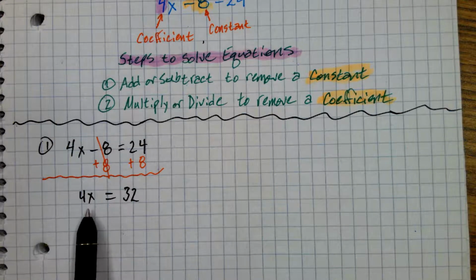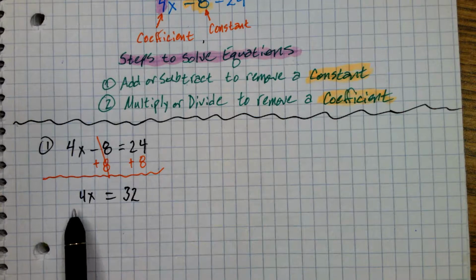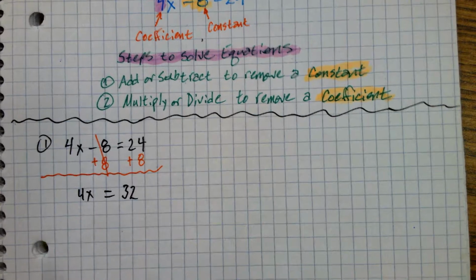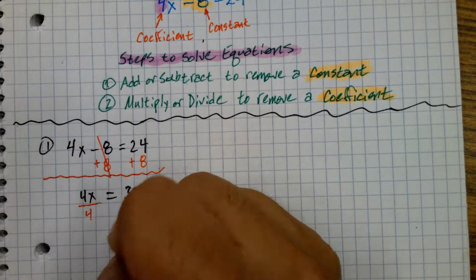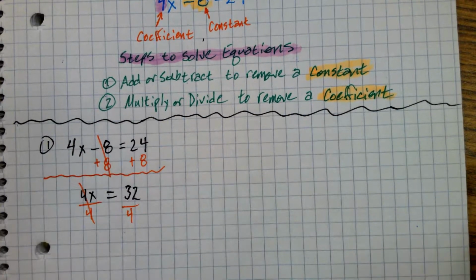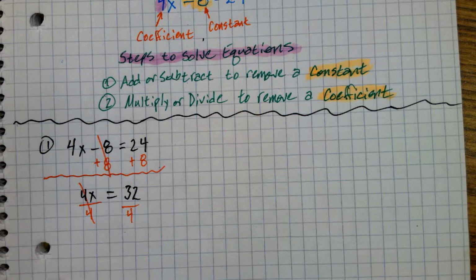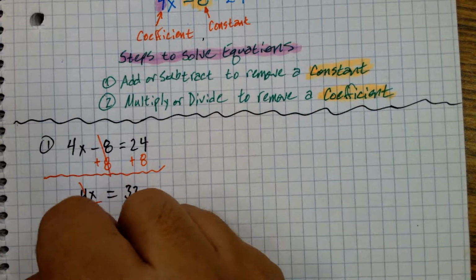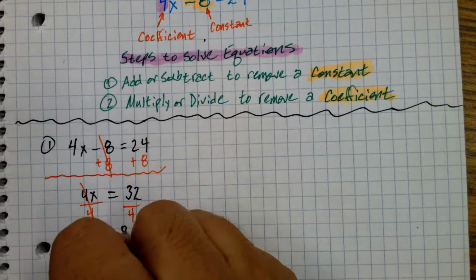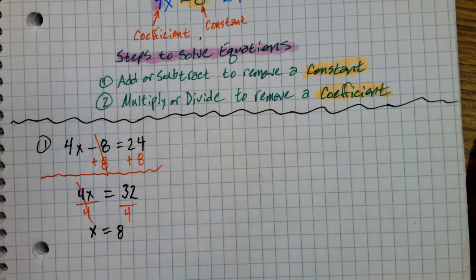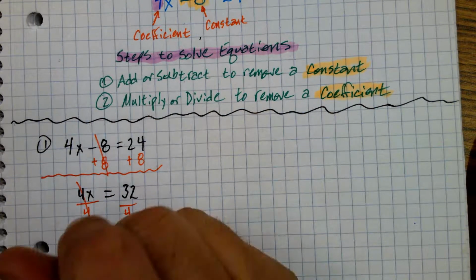Now let's get rid of this 4. Remember we said, what do we do, multiply or divide, to get rid of this? Divide by 4. So it's just putting together the steps that we did for one-step equations. So 4 and 4 cancel here. It's just x equals 32 divided by 4. The answer is 8. So our answer is 8.